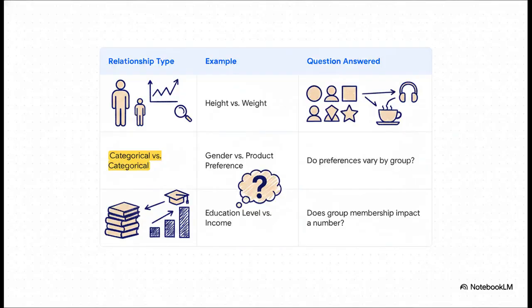The way we investigate depends entirely on the kinds of clues we have. For instance, if we're comparing two numbers like a person's height and their weight, we're basically asking, do taller people tend to weigh more? Simple enough, but if we're looking at categories, say gender and product preference, the question changes. Now we're asking, do different groups like different things? It's all about asking the right question for the kind of data you're looking at.